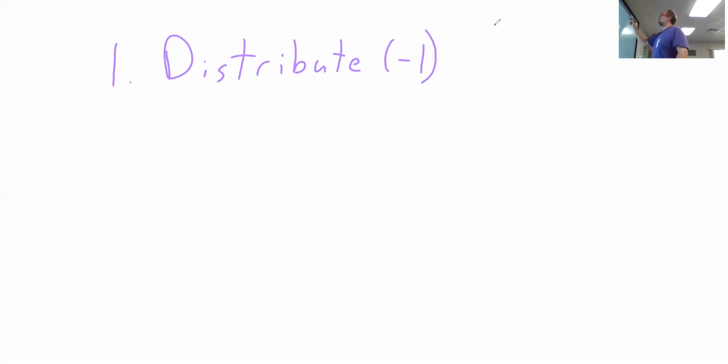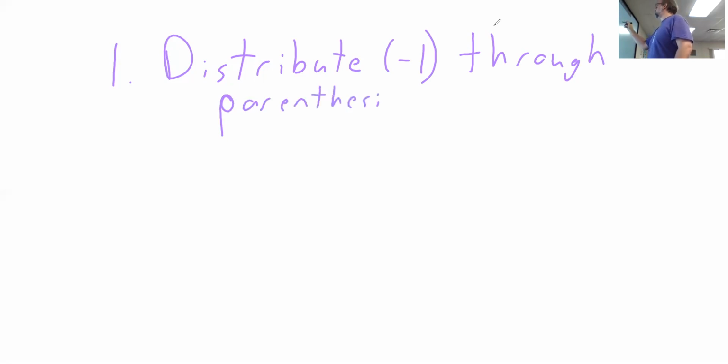One, you're going to distribute the -1 throughout the parentheses that are after the negative. Okay.